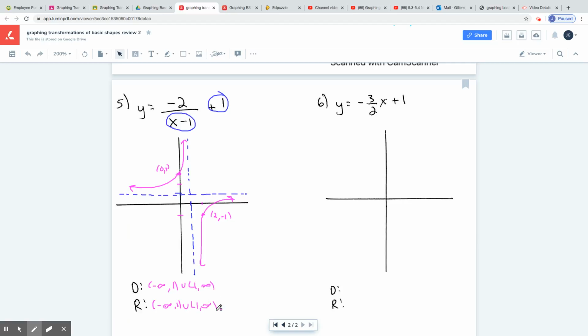All right, 6, what kind of graph is this? This is a linear graph. Just need 2 points for this. This is your y-intercept. That is your y-intercept.